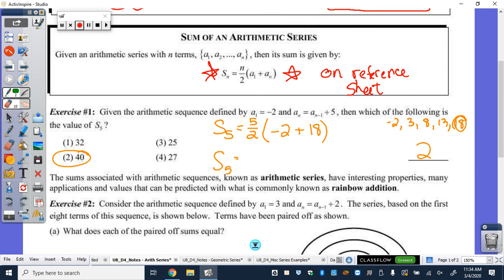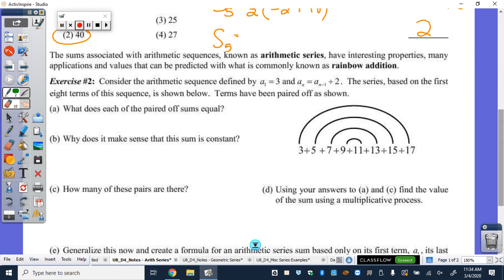Just to reiterate, the sum associated with an arithmetic sequence is called an arithmetic series. Series just means we're adding them. It has interesting properties, many applications, and values that can be predicted with what is commonly known as rainbow addition. So we're going to go through that, and we're going to figure out how they came up with the arithmetic series formula.